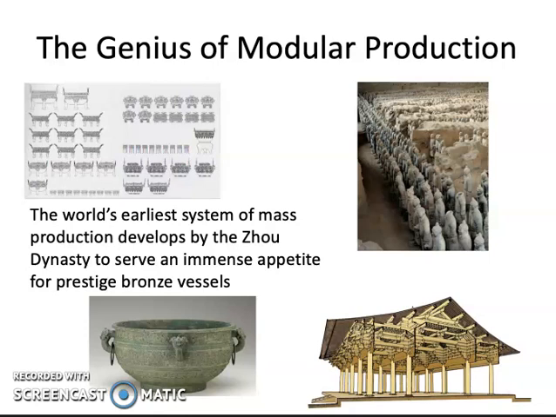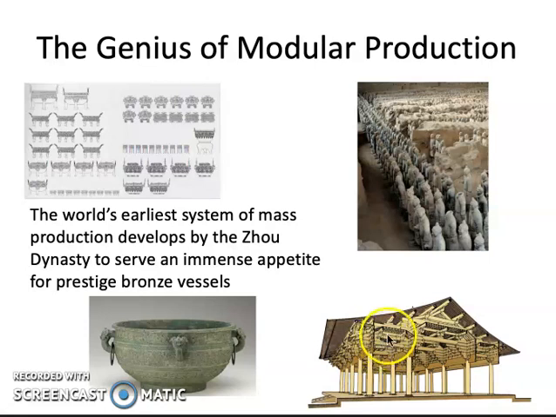So the genius of modular production, pioneered in the Zhou dynasty, went beyond the production of ritual bronze vessels. It came to inform many aspects of Chinese artistic production. For instance, the system of interlocking wooden brackets used to support the elegant swooping roofs of Chinese architecture were also a repeated modular system of units. And we don't have much of that surviving because wood architecture doesn't survive the way stone or bronze does.